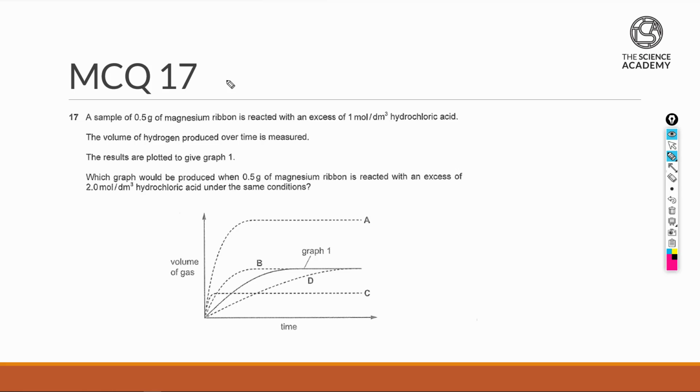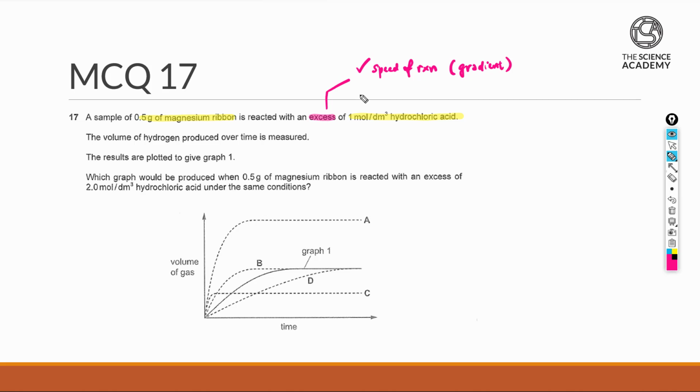In MCQ 17, we shift our focus to speed of reaction. So in this case here, we have 0.5 grams of magnesium ribbon and 1 mole per dm³ of hydrochloric acid. A critical term here to use is the word excess. A reactant that is identified as excess only has the ability to affect the speed of reaction, and this itself will be manifested in the gradient of the curve.